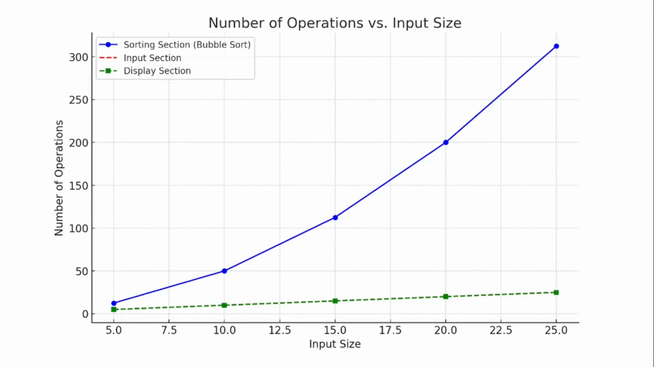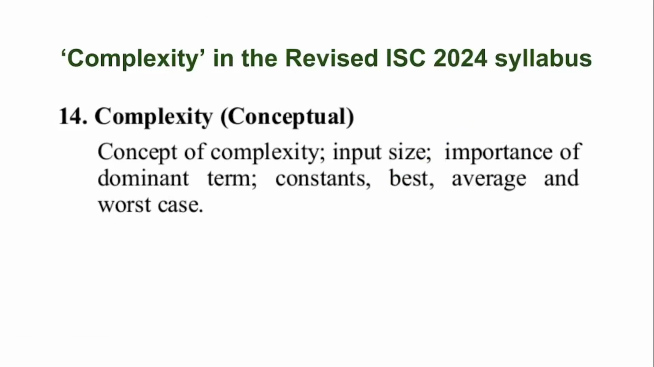Remember, every part of an algorithm has its role, but the dominant term is the key to unlocking its true nature and potential. So, up till now, we have seen the concept of complexity, the input size, and the importance of the dominant term.